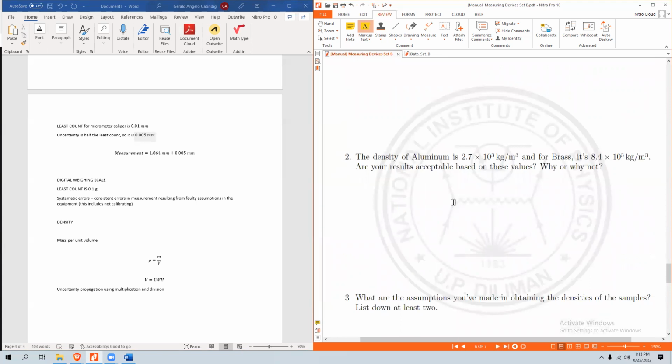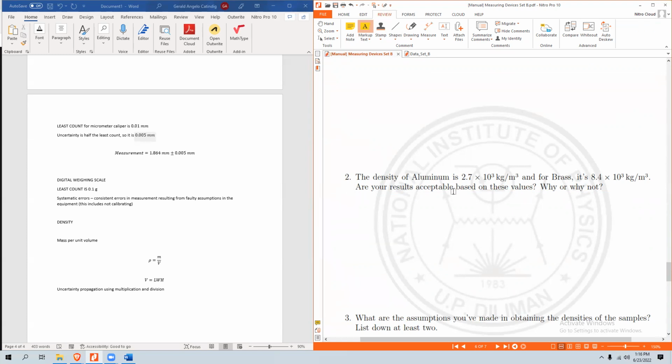So, number 2, the density of aluminum is 2.7 times 10 to the 3 kilograms per cubic meter. And for brass, it is 8,400 kilogram per cubic meter. Are your results acceptable based on these values? Why or why not? So, you won't be identifying kung which one is which agad-agad. Makikita nyo na lang yan kapag nakalculate na yung density. Pag may density na kayo, you will be able to identify the material based on the density given. Kasi unique naman ang density. Unique property siya per material.